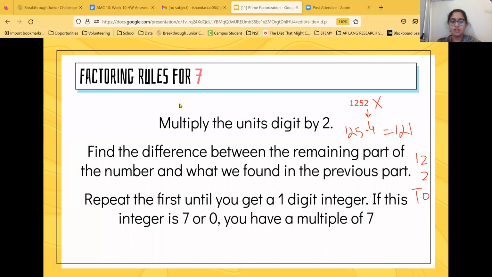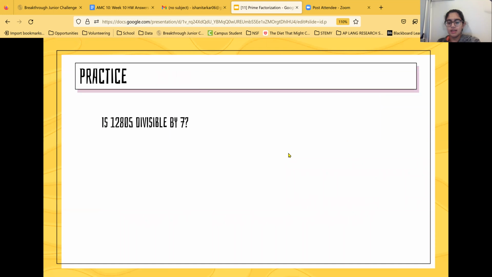Okay, so some practice problems. Is 12,805 divisible by 7? Answer in the chat.